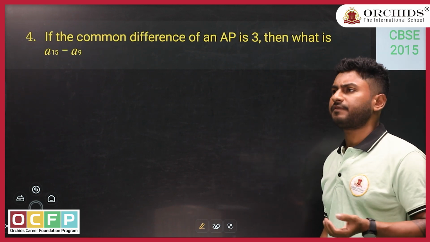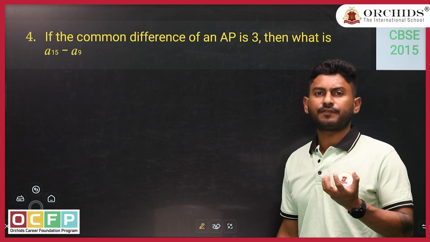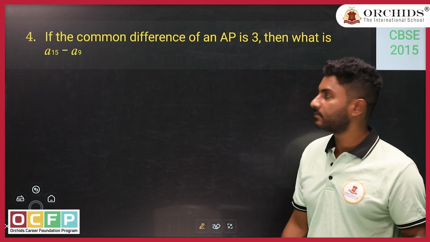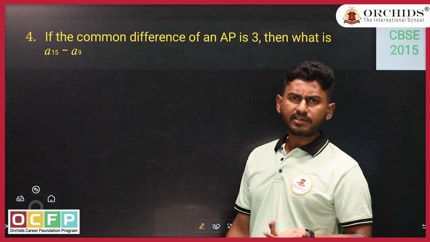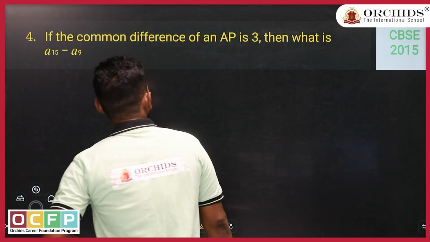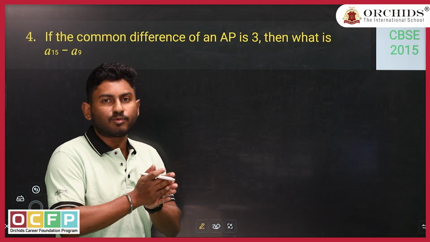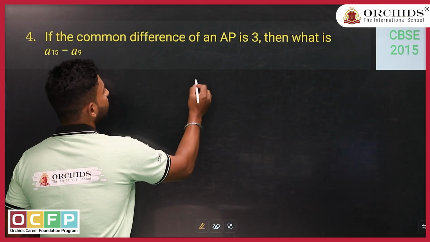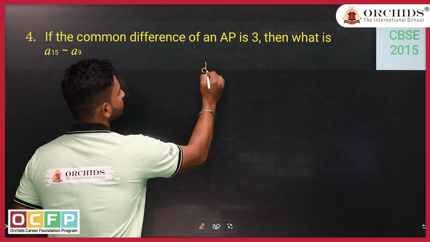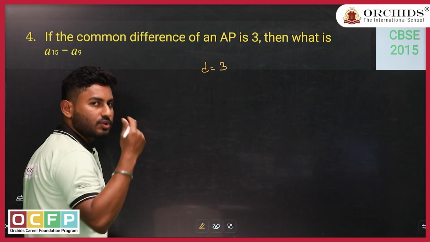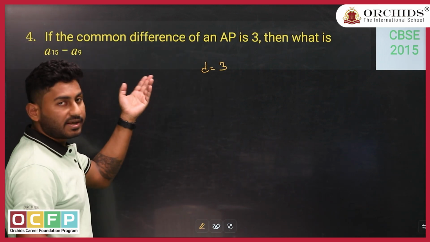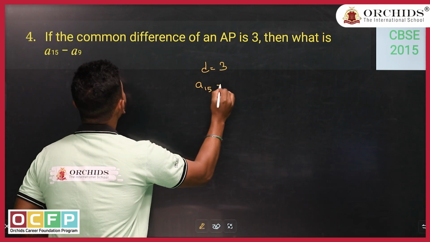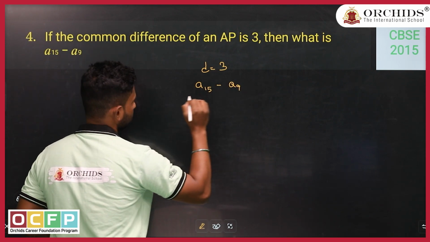What is this basically? First of all, you have to understand what is A15. A15 is the 15th term of the AP. What is A9? 9th term of the AP. Fine. So in this type of question, at least write what is given and what they are asking you to find. So what is given? Given is d. What is given? 3. Fine. What they are asking you to find? They are asking you to find A15 minus A9.